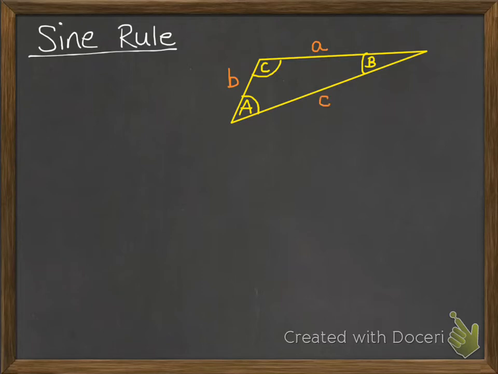Okay, now once we've got that labelled up right, we can go to the rule, which looks like this. It looks a little bit complicated, but it is actually really simple to use. So what that means is if you take the length of side a and divide it by sine of the angle A, it's equal to doing the same with the other pairs. So length of side b over the sine of angle B, length of side c divided by the sine of angle C, they're all going to come out to the same thing. They're all in the same ratio.